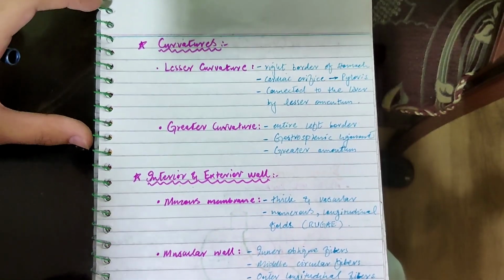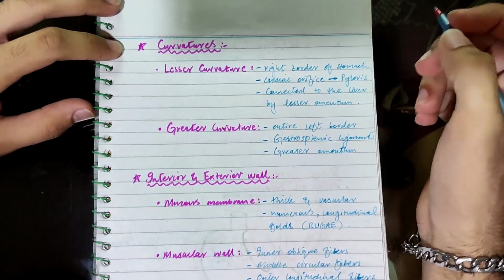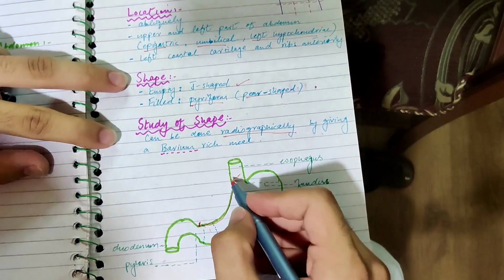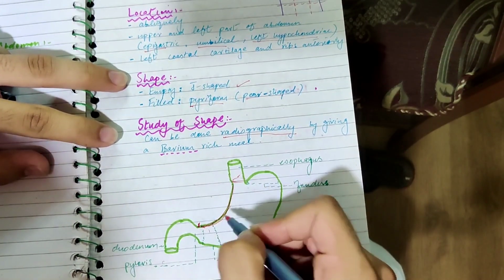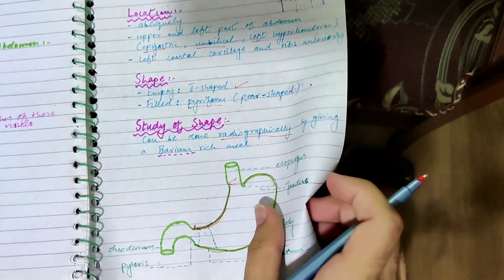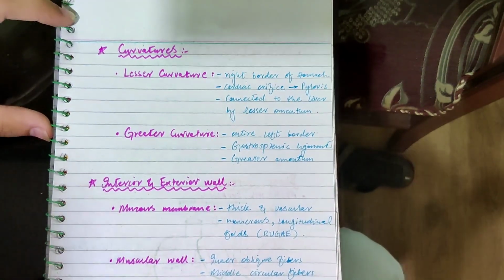What are the curvatures of the stomach? The stomach has two curvatures, the lesser curvature and the greater curvature. The lesser curvature I'll show you in the diagram. This region is the lesser curvature, and this one is the greater curvature of our stomach. So we'll give details about it.